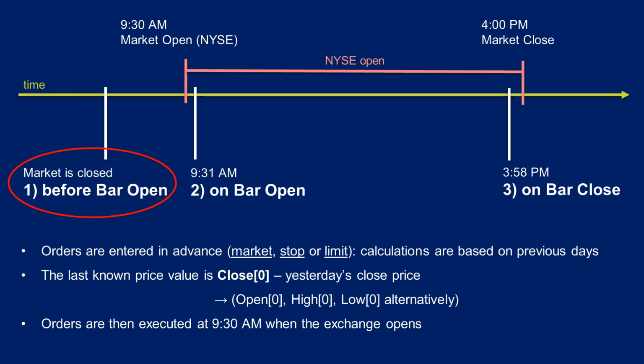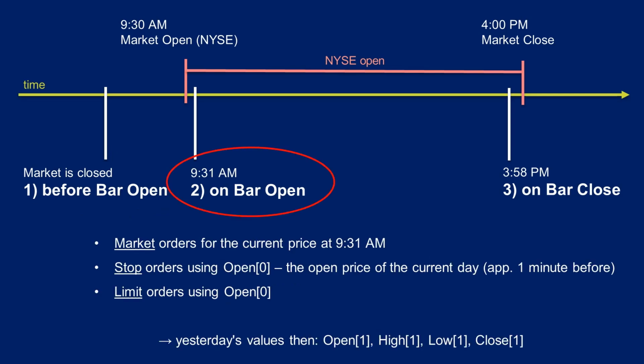Well, now number 1 is before bar open. When using this timing, market, stop or limit orders are entered any time in advance before the opening time of the exchange. Thus, the last value known to us is the previous day's close, aka the closing price. The orders themselves are then executed immediately after the opening of the exchange. For the NYSE, this means at 9:31 a.m.